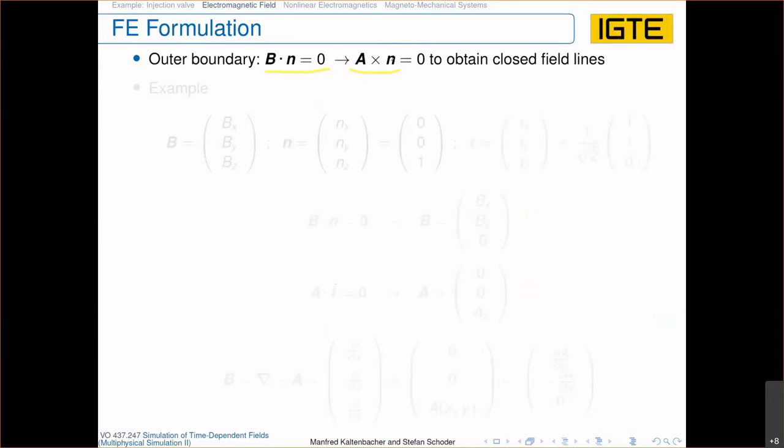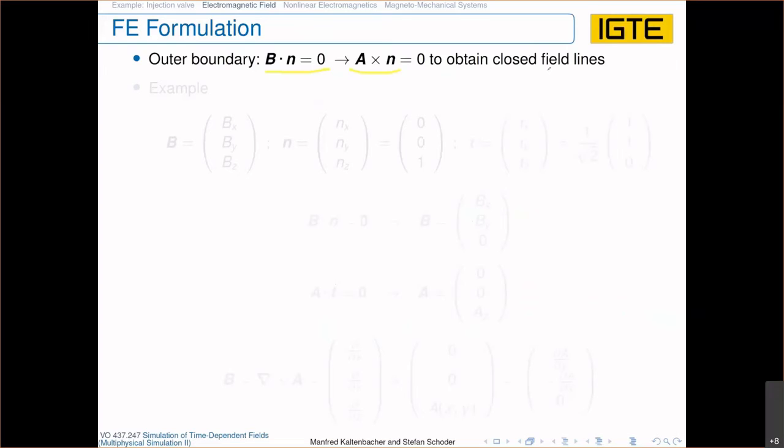This is now simple because we use these edge finite elements, and all these edge unknowns on the surfaces are exactly in the tangential plane concerning your surface, which means in this case, in order to force that B dot n is equal to 0, we just take all these edges on the surfaces and set the according unknowns there to 0, and we automatically then get the physical condition that we get closed field lines.